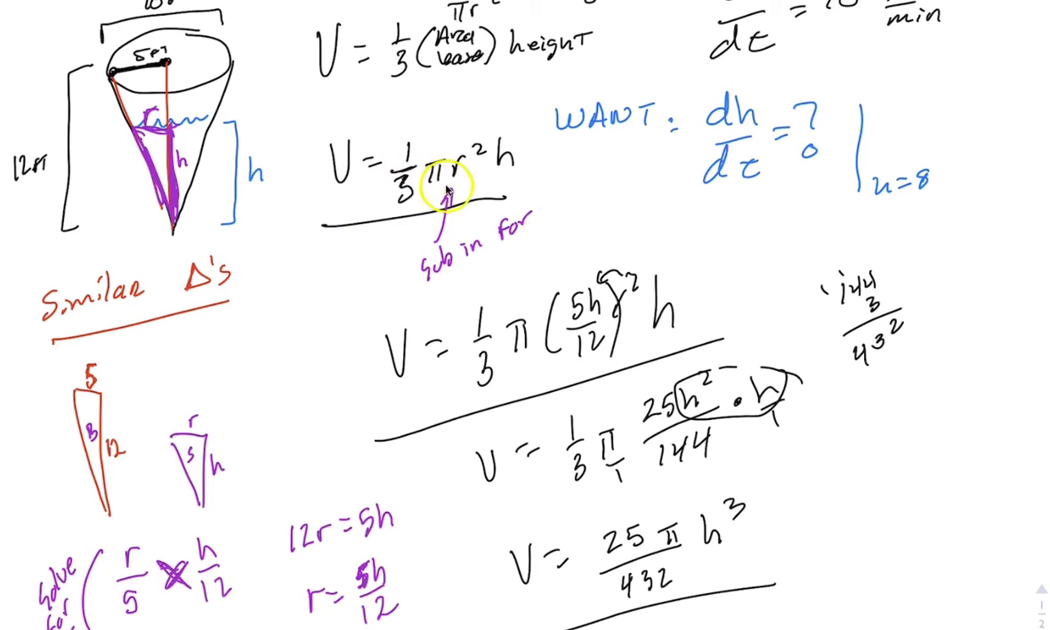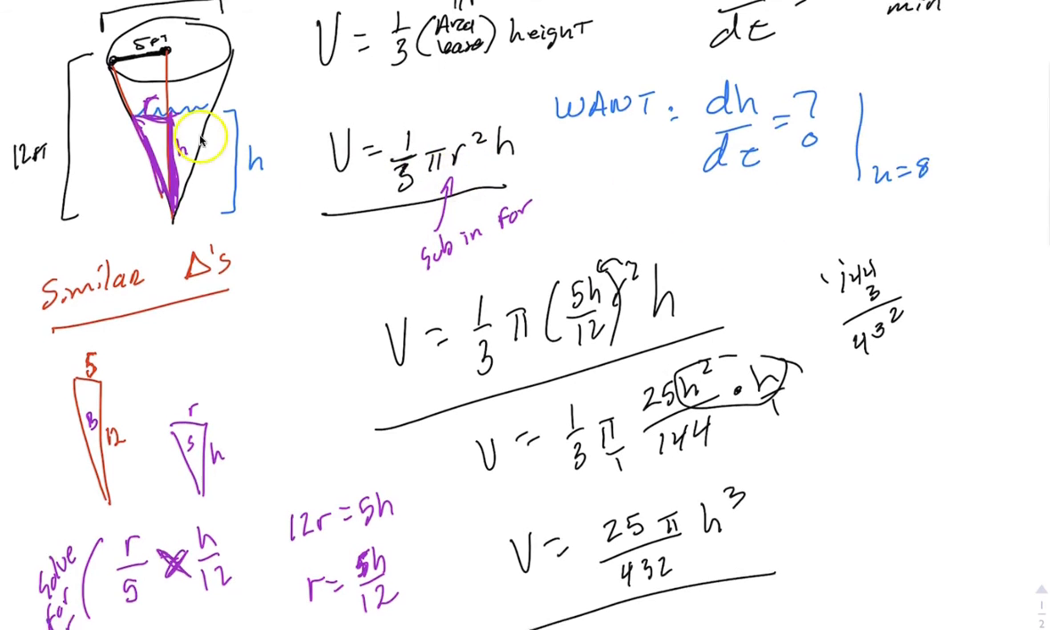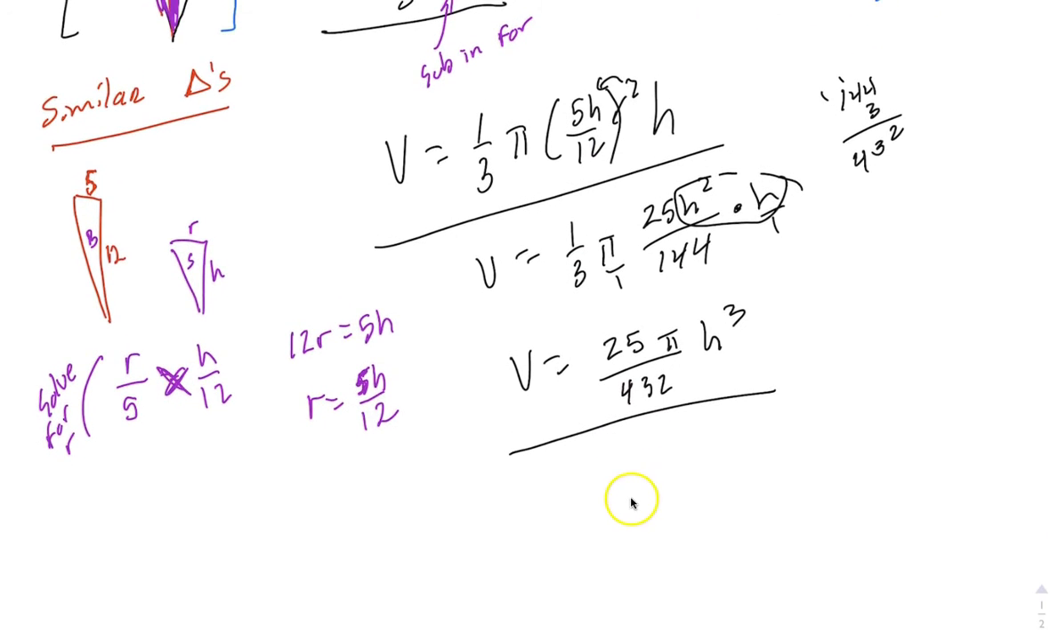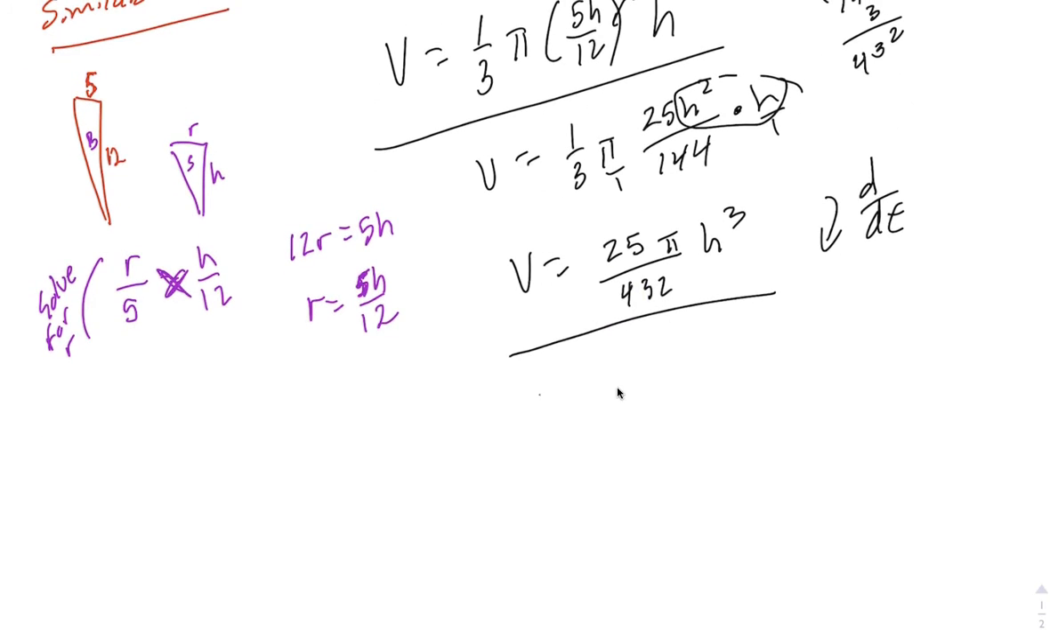I start off with this. I couldn't take a derivative of r because I have no dr dt anywhere, so I had to get rid of it. So I used similar triangles to figure out what r was. I subbed it in. Then I simplified this with algebra, and I got here. What do we do next? What we always do. Take a derivative with respect to t and plug stuff in. So derivative of v is dv dt.